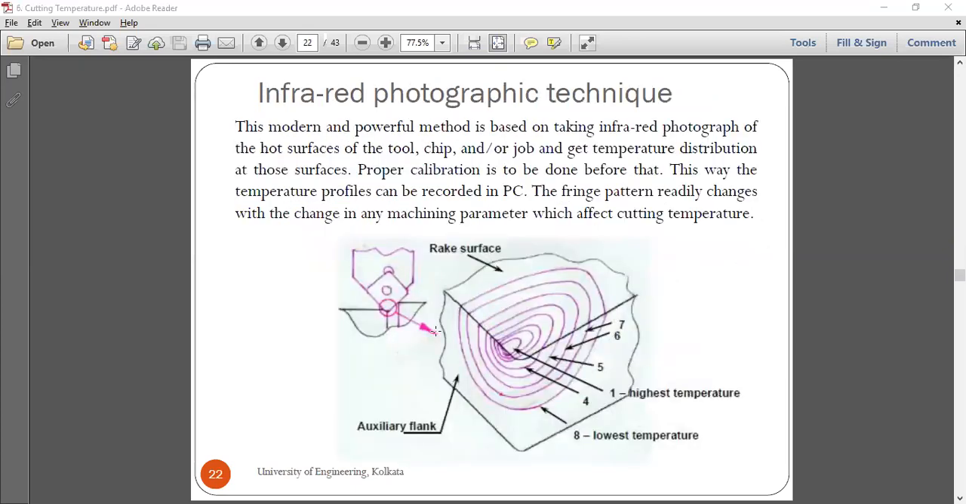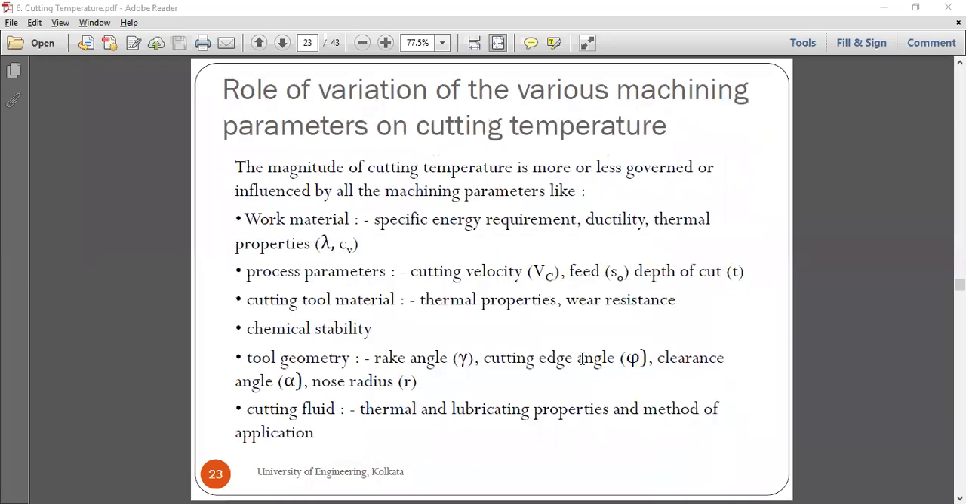Next is the infrared photographic technique. The infrared photographic technique can also be used. These are mostly theoretical things, which you can do as self study. In case you have any doubt, you can get in touch with me and I'll explain. Next is the role of variation of various machining parameters on cutting temperature.